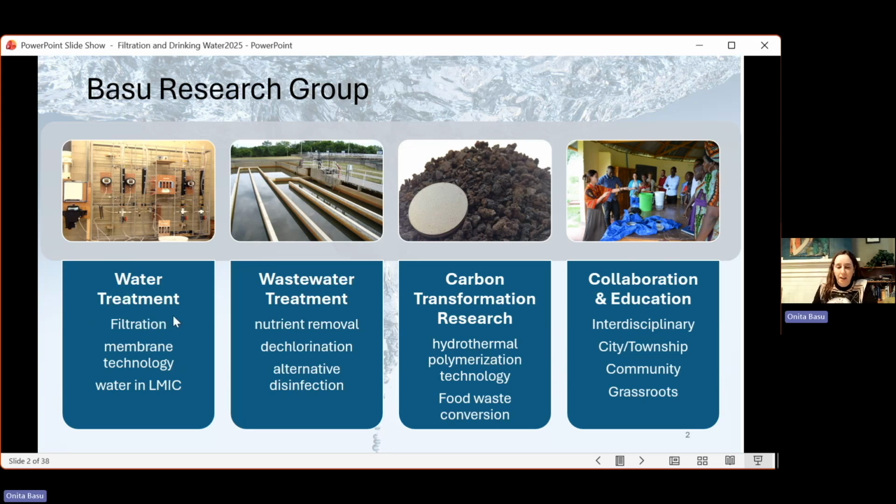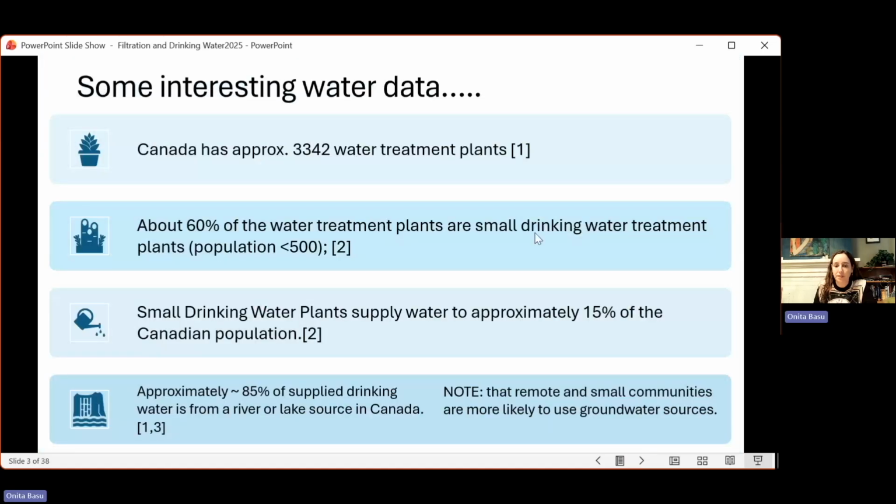But before I get there, I did want to share a couple of facts. Some of you may know these facts already, some of you may not. This is Canada-centric. Canada has around 3,000 water treatment plants, servicing populations of about 50 and larger. But what people don't often know is that about 60% of our water treatment plants are actually small drinking water treatment plants, serving populations of less than 500 people.